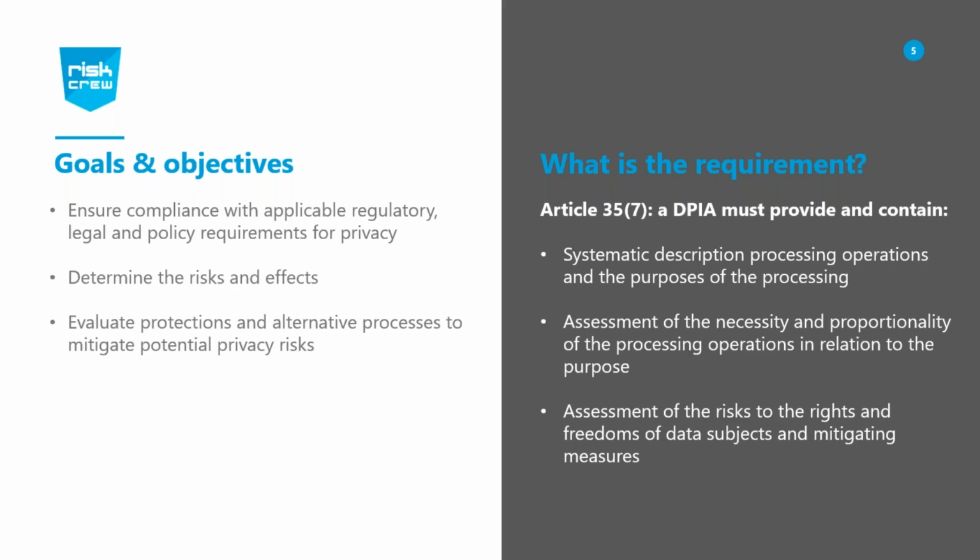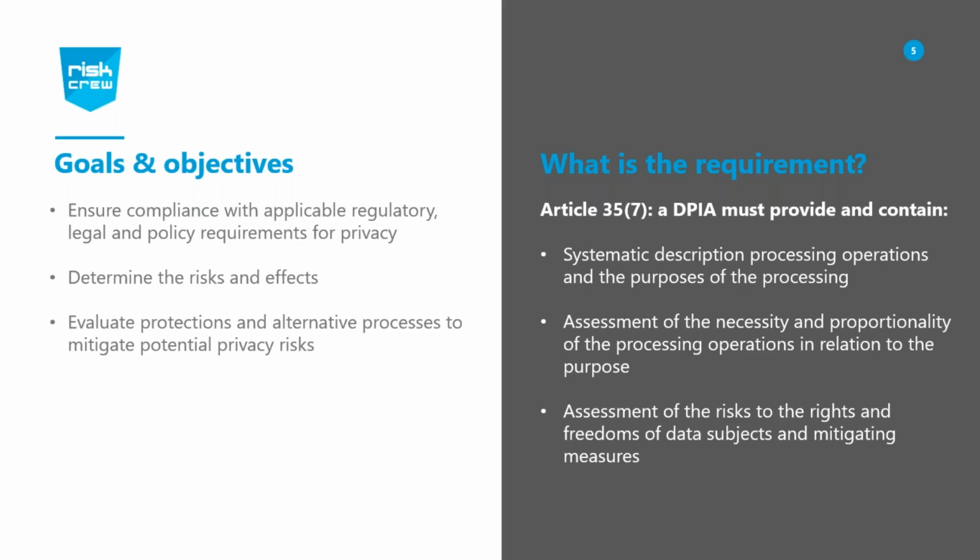Now, after you've identified the risks, you should be able to clearly identify the mitigating measures you're going to put into place. What safeguards are you going to put into place? What security measures will be put into place, and what mechanisms, in order to ensure the protection of personal data and also to demonstrate compliance with this regulation, considering the rights and legitimate interests of data subjects and other persons concerned.